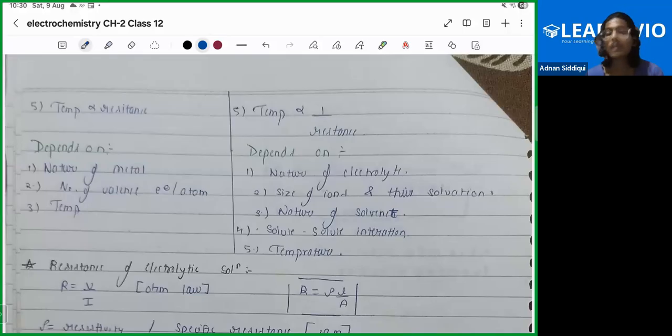Okay. The next point is the nature of solvent. Which type of solvent are you using? What kind of attractive forces is it going to impart on your ions? So again, the nature of solvent is important. Solvent-solute interaction, and again the temperature. So these are some factors which are going to cause some effect on the conductance of an electrolytic solution.